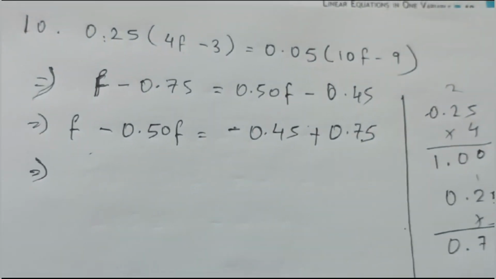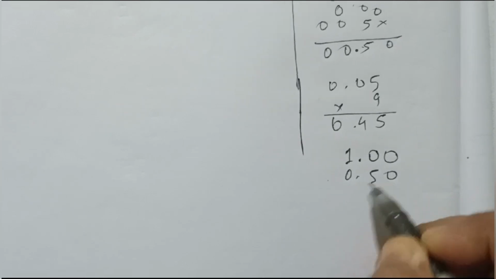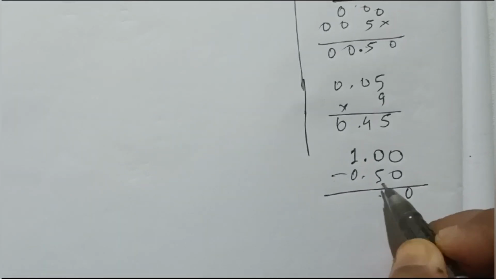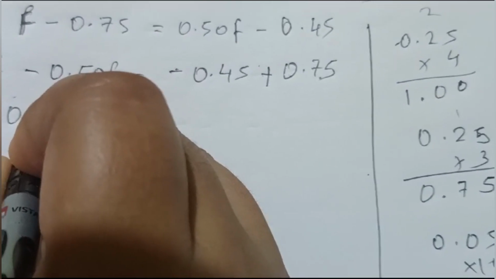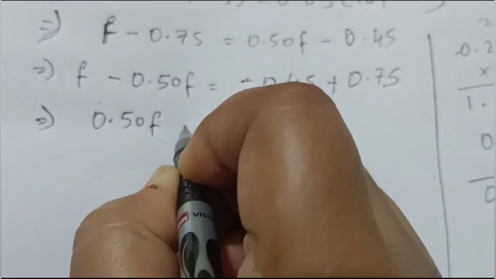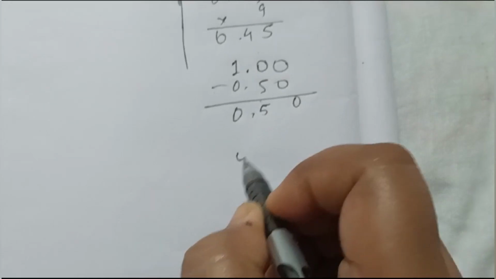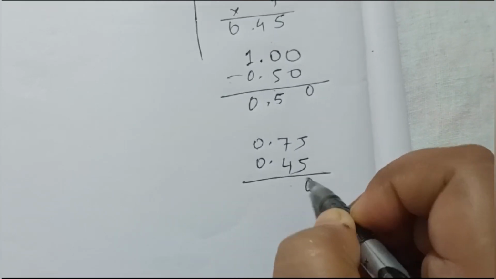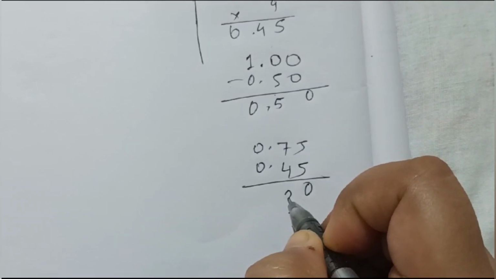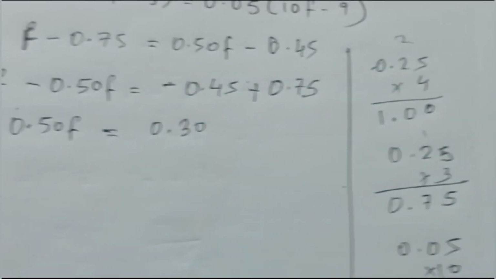So now this one, where nothing is there, means 1. That means 1, we'll write like this, 1.00 and here 0.50. So minus 5, we'll carry it, will become 5. Then the answer will be 0.50F. Alright, now it's equal to this one. We'll write this one here, 0.75 then 0.45. Then minus this one, 0.30.